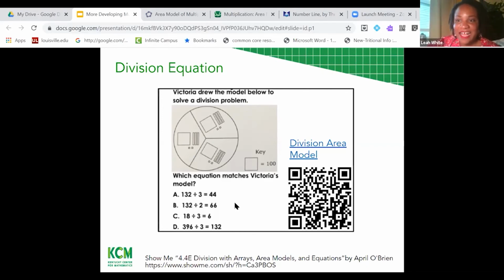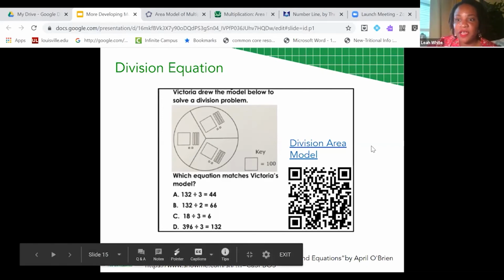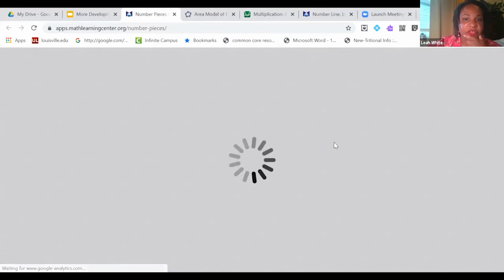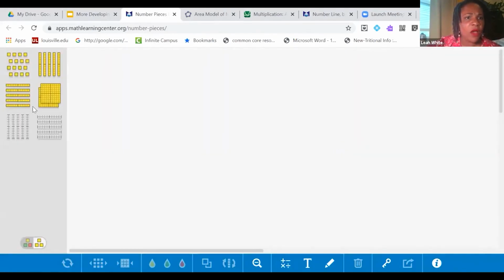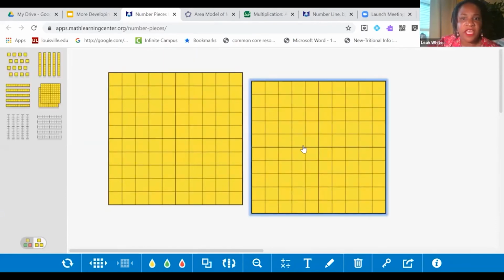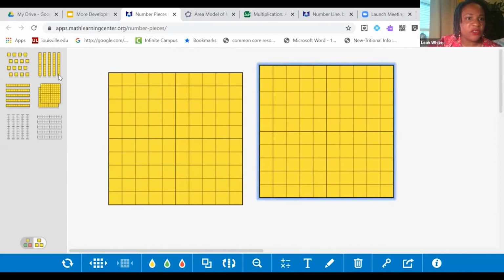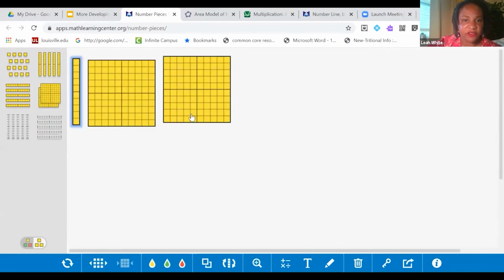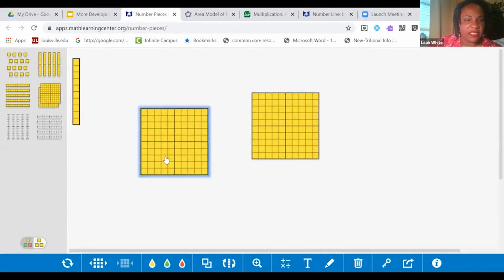Cool. I also noticed that Rachel said in the chat that she looked at the base 10 blocks and just added them all together. So that's another strategy. I have a QR code that will take you to a Math Learning Center tool where you can actually model out this problem. If you want to show students those groups, you can play around with this, and I shrunk the screen so that I can get all the pieces there.